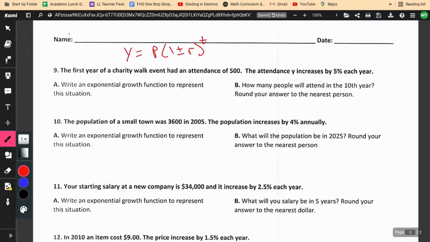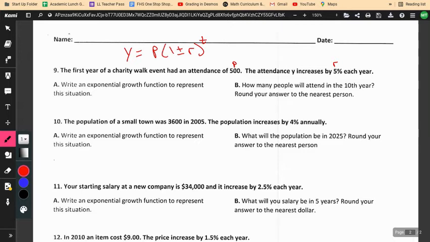It says the first year of a charity walk event had an attendance of 500 people, I'm assuming. The attendance Y increased 5% each year. So I have to understand what we started with. We started with 500. So that is my initial value, or my initial amount. It's P. And then I had a 5% increase. So that is my rate.